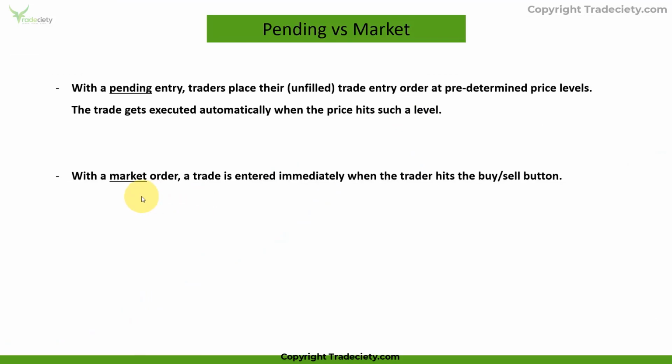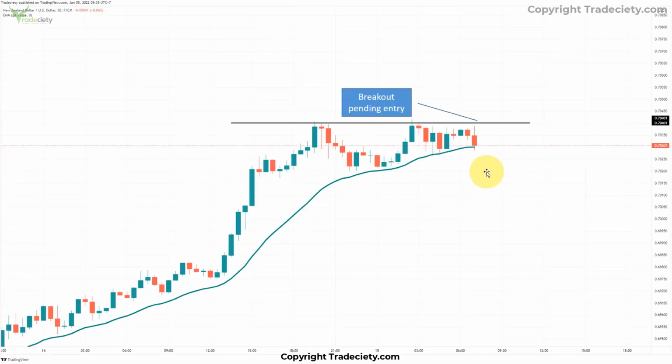On the other hand, with a market order, your trade is entered immediately at the current price area as soon as you hit buy or sell. So if you want to trade with a market order, either you have to wait for the price to get above this level, and only if the actual price is moving higher and getting here, then you can get into a market order if you want to trade here. Or alternatively, you can only execute right now where the price is.